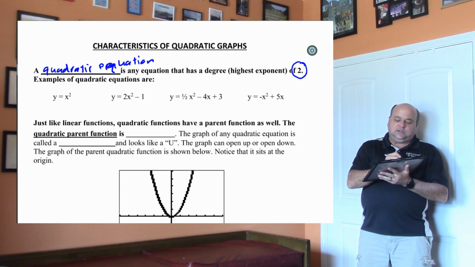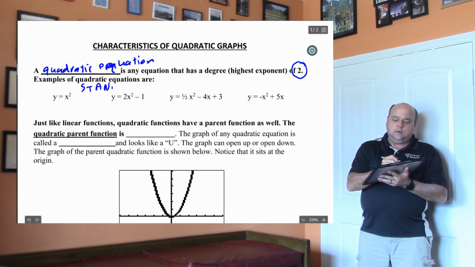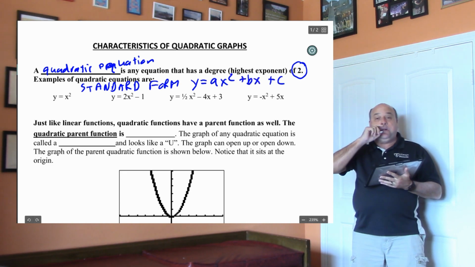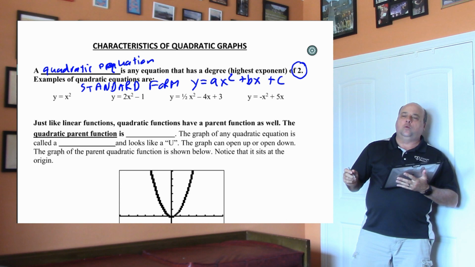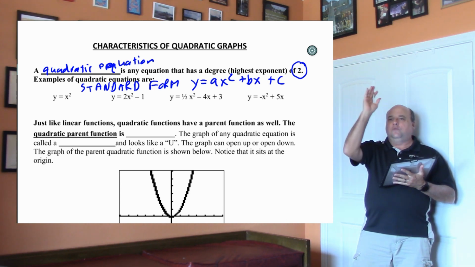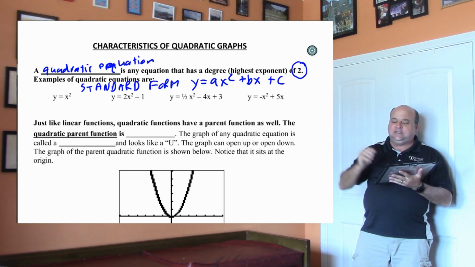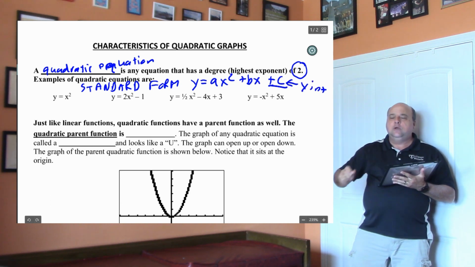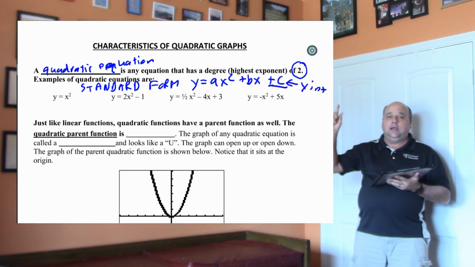Then write this down. Standard form is y equals ax squared plus bx plus c. That's the standard form of the quadratic equation. So you go from the x squared term to the x to the constant. This c will be your y-intercept. We'll talk about that later today, okay?